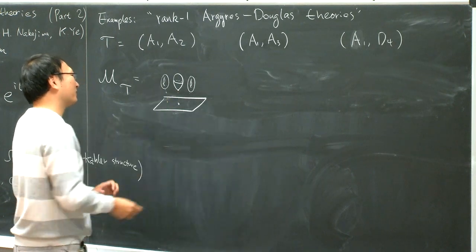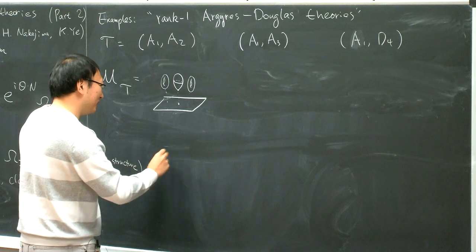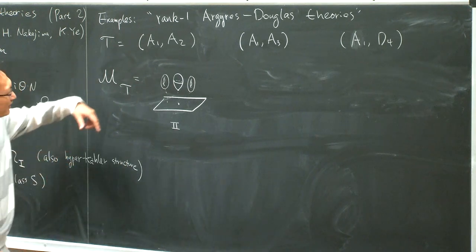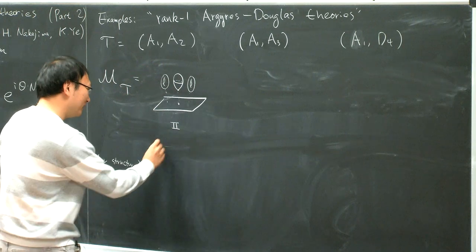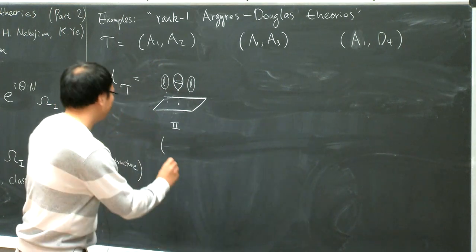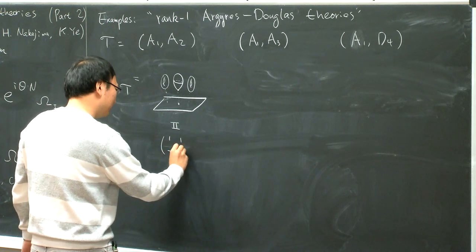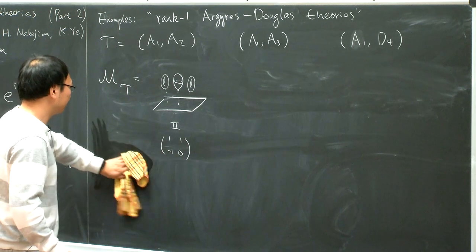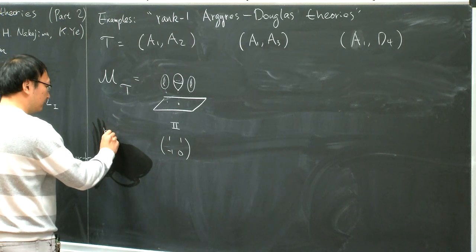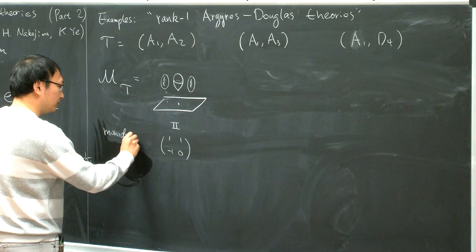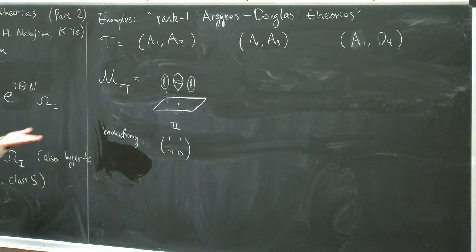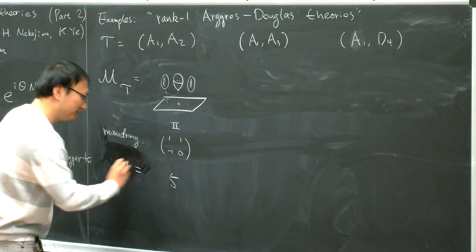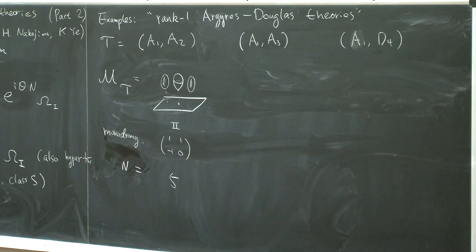So this singular fiber in Kodaira's classification is known as type 2 singularity. And the monodromy around this singular fiber will be given by the following matrix. And for this theory, n would equal 5. So it actually belongs to the second class.